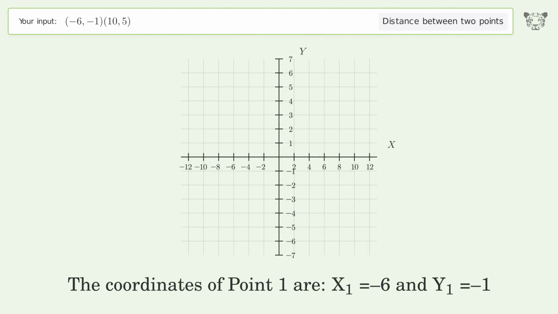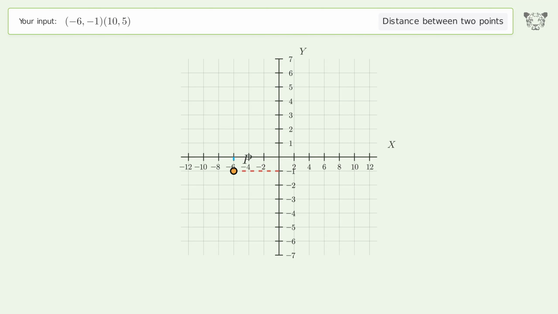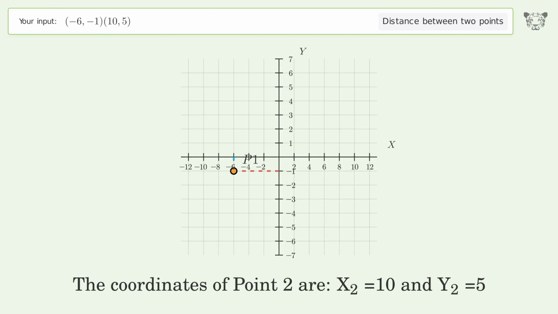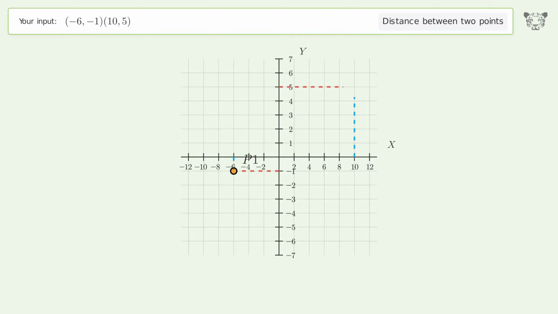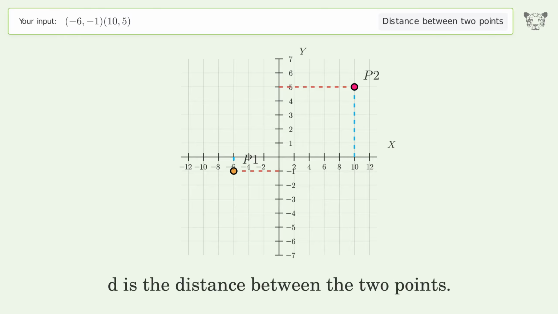The coordinates of point 1 are x1 equals -6 and y1 equals -1. The coordinates of point 2 are x2 equals 10 and y2 equals 5. D is the distance between the 2 points.